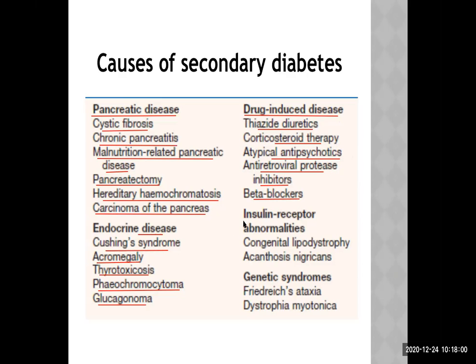Now, insulin receptor abnormality is another cause. And under this heading, we have congenital lipodystrophy and acanthosis nigricans. Now, this is lipodystrophy. Probably these lipid cells or lipid tissues are not responsive to insulin. So if they are not responsive to insulin, glucose cannot enter into the fat cells, resulting in hyperglycemia. Okay, I understand it like this.